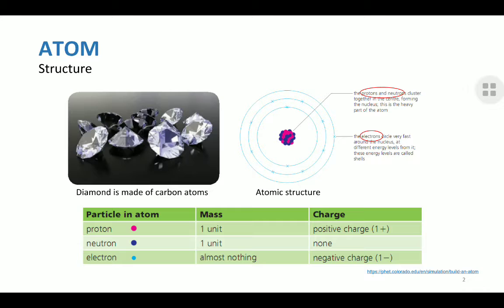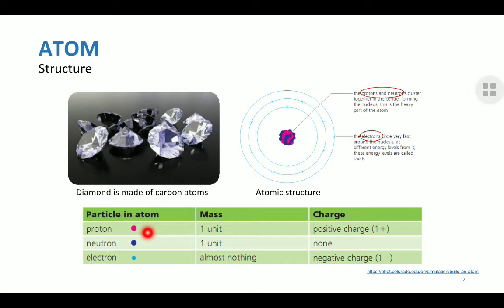Each particle has different mass and charge. For proton, the mass is 1, the charge is positive 1. In neutron, same as proton, the mass is 1, but the charge is neutral, or it has no charge. And an electron is very, very small, so we consider the mass equals 0 and the charge is negative.